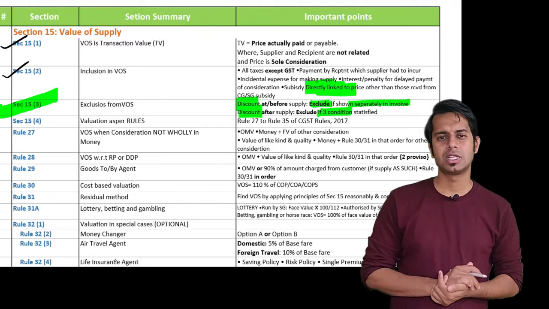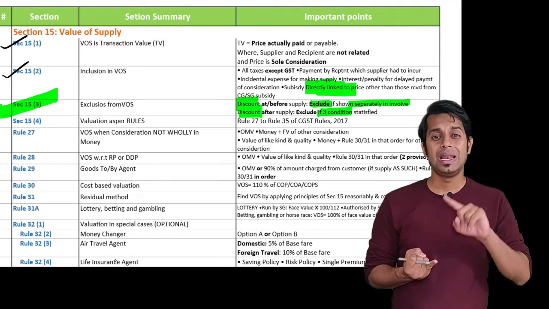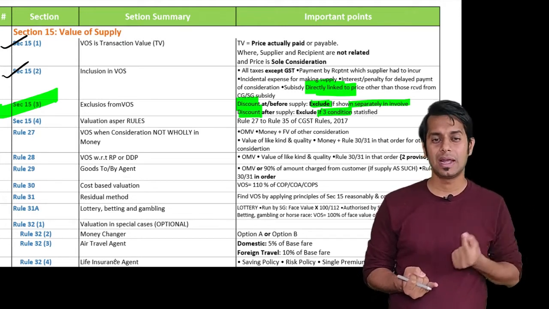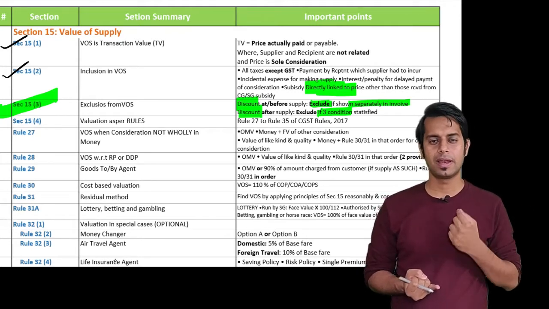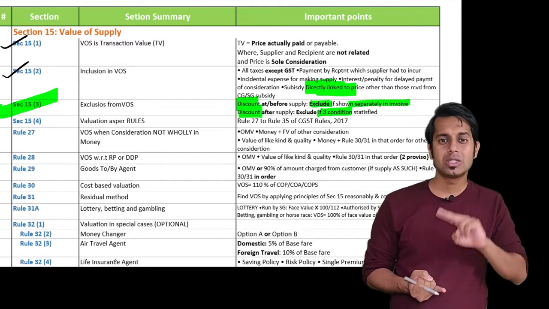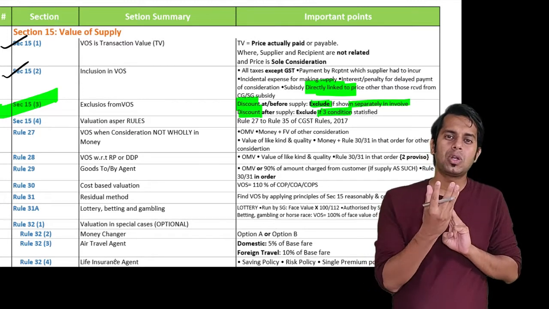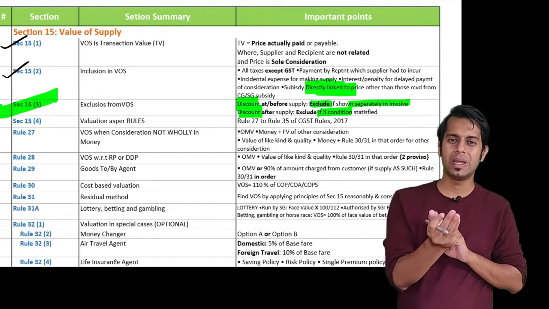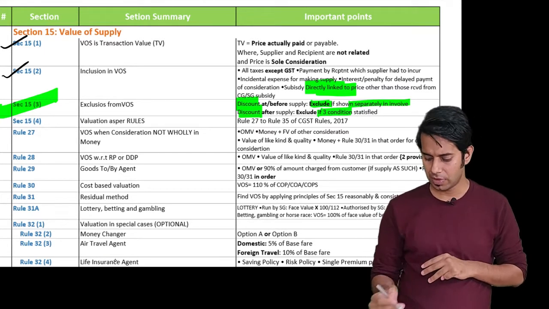Sir, which are these 3 conditions, sir? Condition number 1, it should be linked to the specific invoice. Condition number 2, it should be agreed between the supplier and recipient. And condition number 3, the input tax credit with respect to that discount amount should be reversed by the recipient.